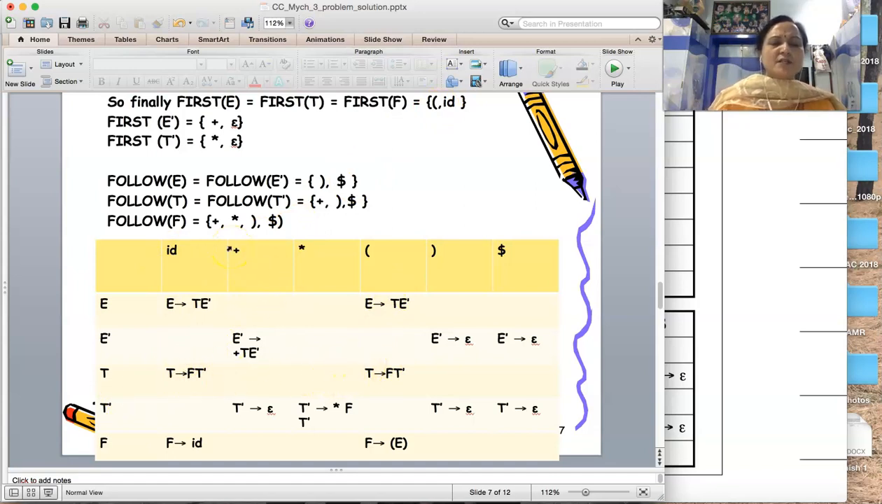The next production is T dash tends to star F T dash. So for the next production we have to compute first of T dash. First of T dash is star comma epsilon. So below star we have to write the production T dash tends to star F T dash. Now since T dash derives epsilon, we have to compute follow of T. Follow of T is nothing but plus, closing bracket and dollar.